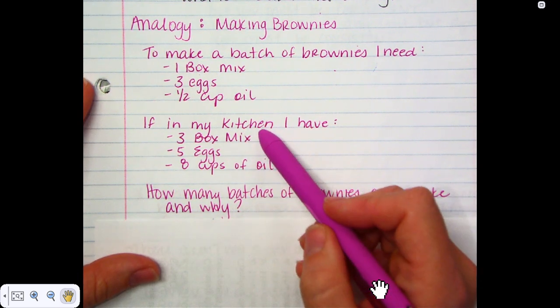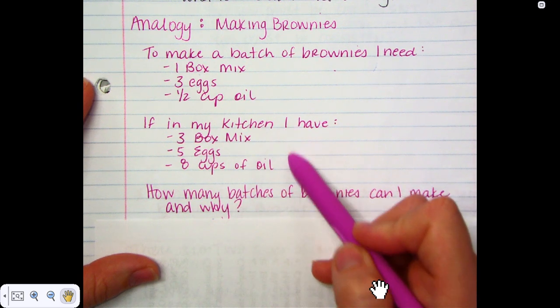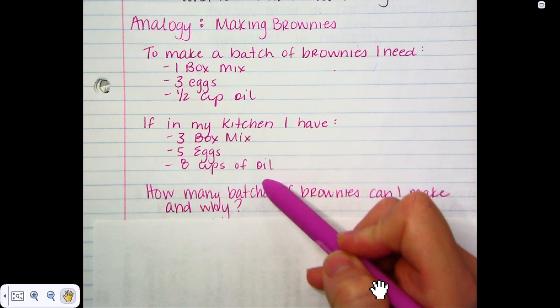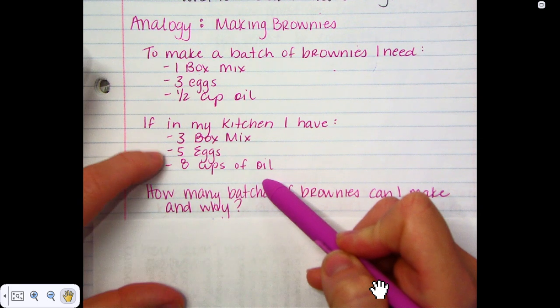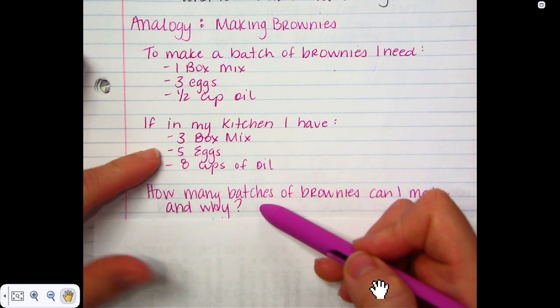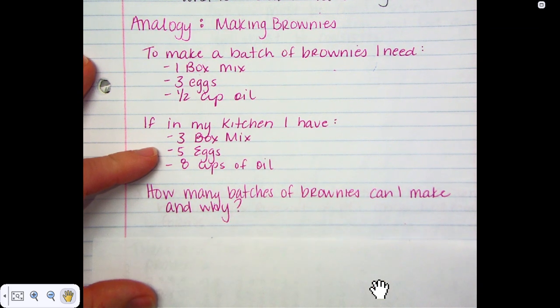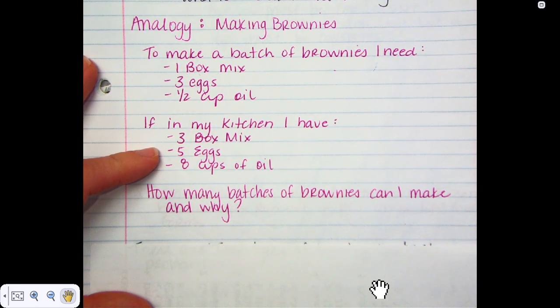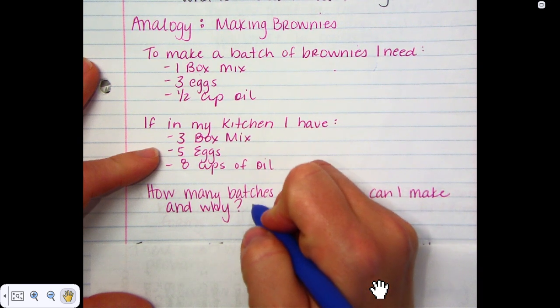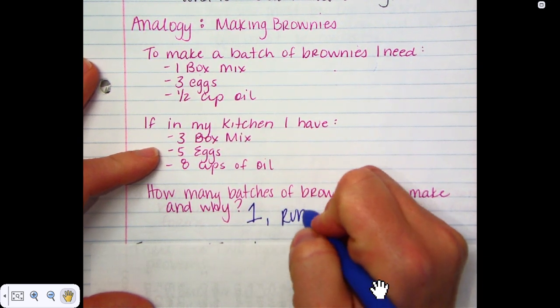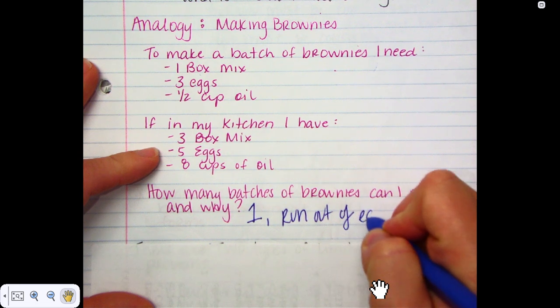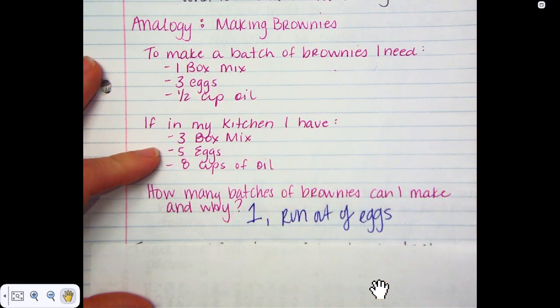So if I look at the ingredients all together, the thing that's going to limit the number of batches I can make is the eggs, right? Because I only have enough eggs to make 1 batch. So how many batches can I make? I can make 1. Why? Because I run out of eggs, right? The eggs are the limiting reactant. They're the thing that determines how many batches of brownies I can make because it's the thing that I don't have enough of, right? It's the thing that I just ran out of.